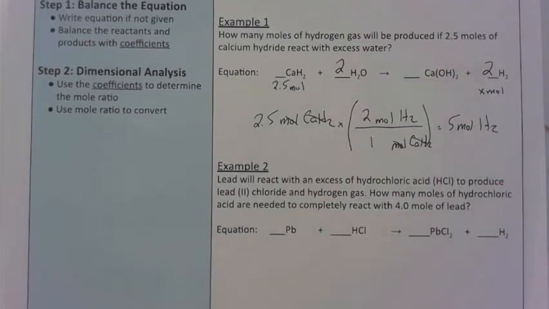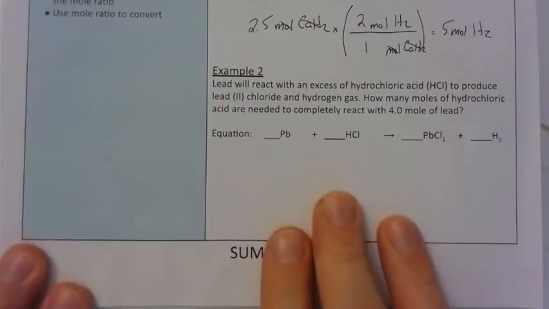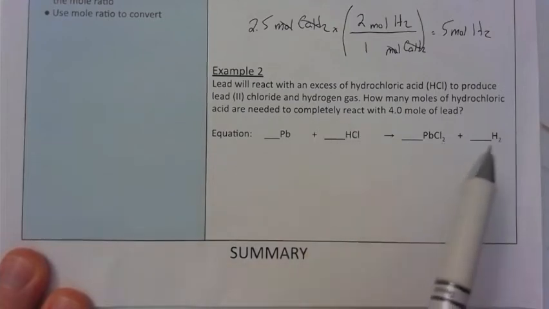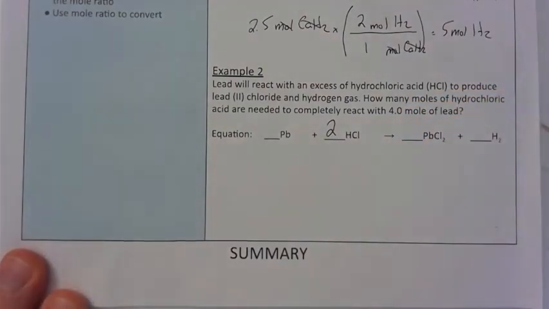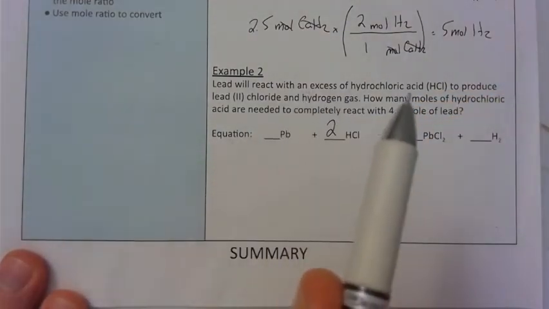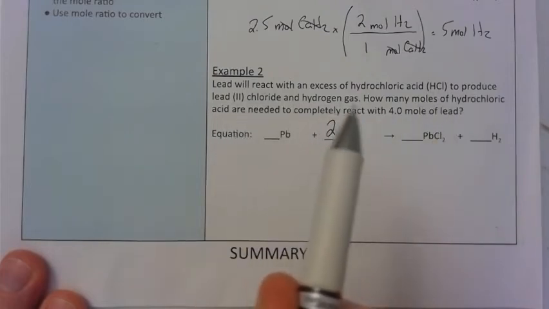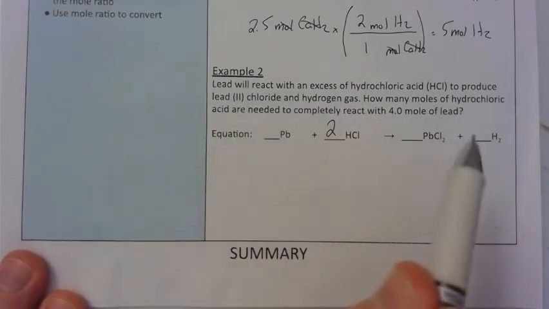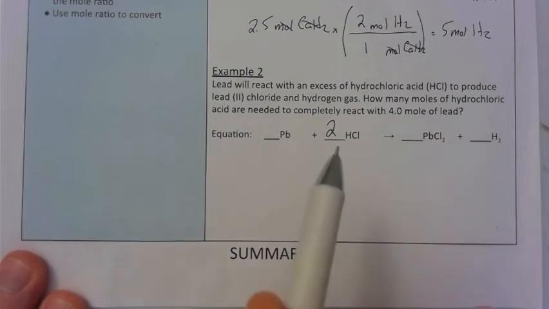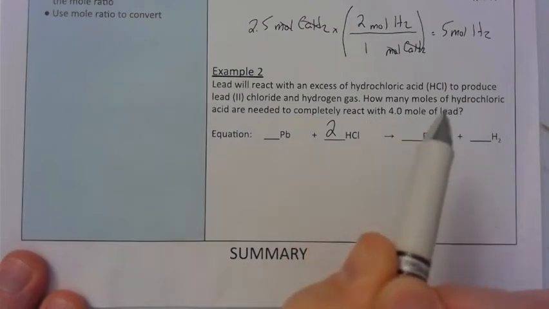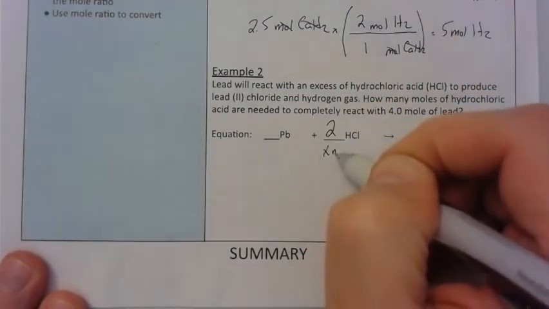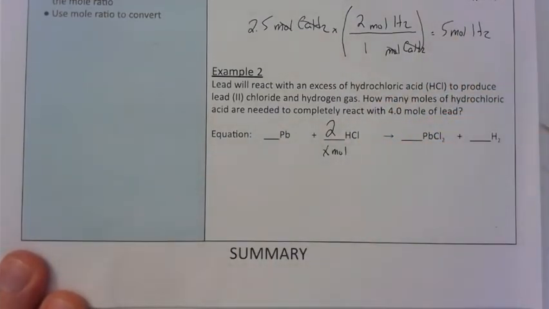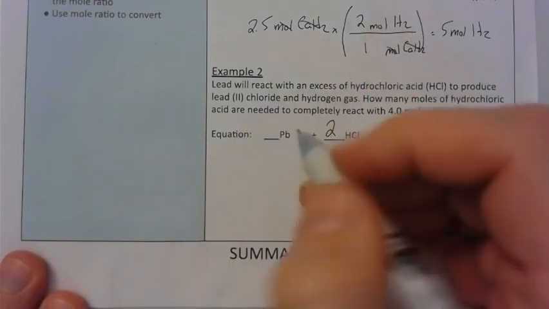Right? Under our last example, we've got 2 chlorines and 2 hydrogens and only 1 of each on the reactant side. So to balance this equation, we just need to place a 2 there. And it says lead will react with an excess of hydrochloric acid to produce lead 2 chloride and hydrogen gas. All that's basically information to tell us what we are reacting, what we are producing. So it says how many moles of hydrochloric acid, HCl, are needed to completely react with 4 moles of lead.